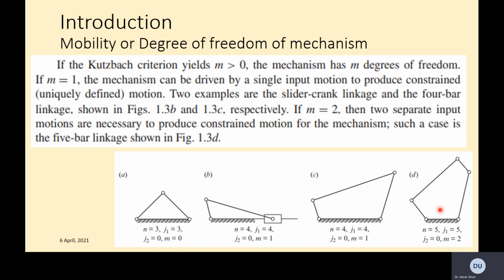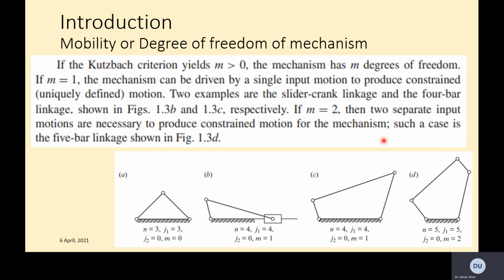If M is equal to 2, then 2 separate input motions are necessary to produce constrained motion for the mechanism. So you need 2 separate independent input motions. That's important. If you have 2 independent motions, that's why the mobility is 2. Then we have such a case, which is shown in figure 1.3D, right?